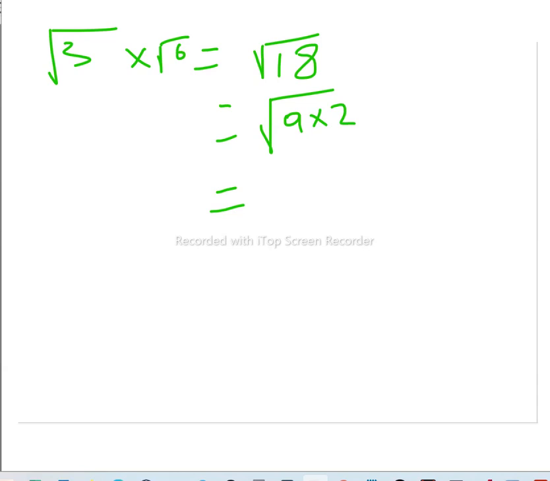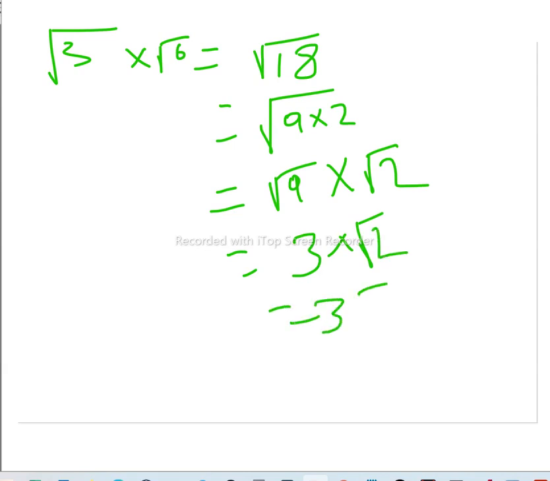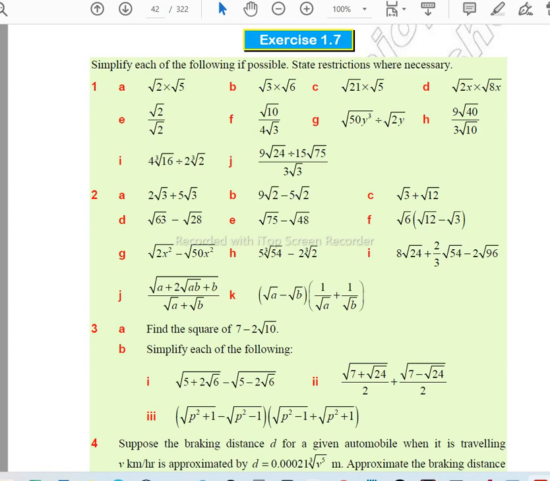Let us show you in more detail. As you see, this means the square root of 9 times the square root of 2. So we can write this equation like this. After that, the square root of 9 is 3, so this will be 3 times the square root of 2. This is the final simplified answer for this question. Let us do another question.